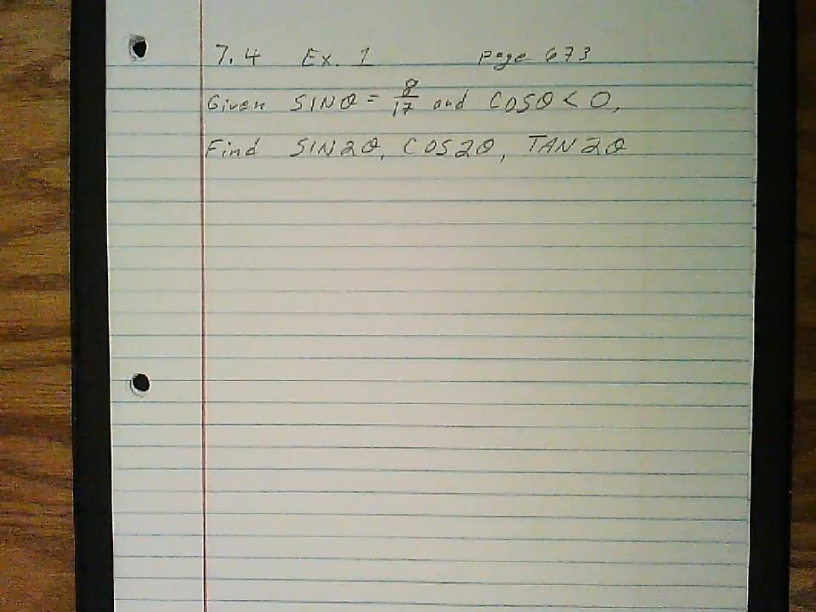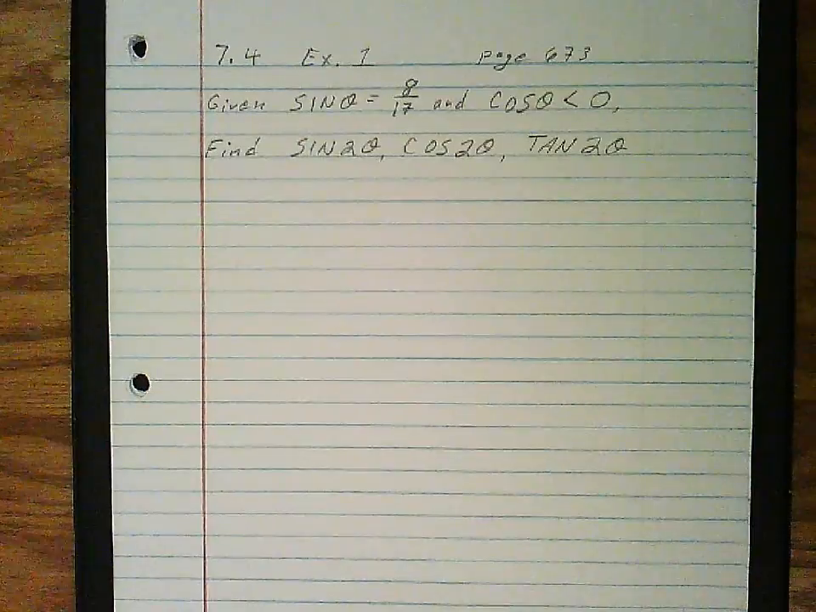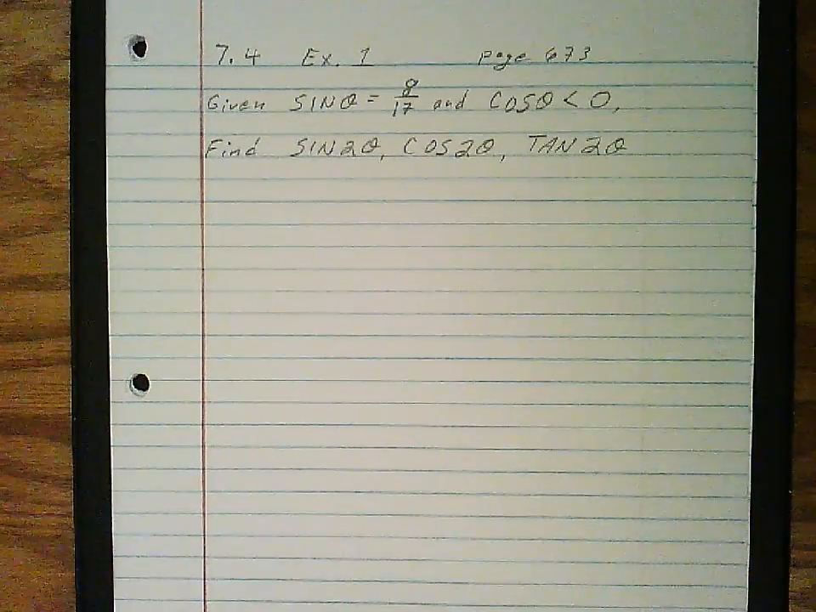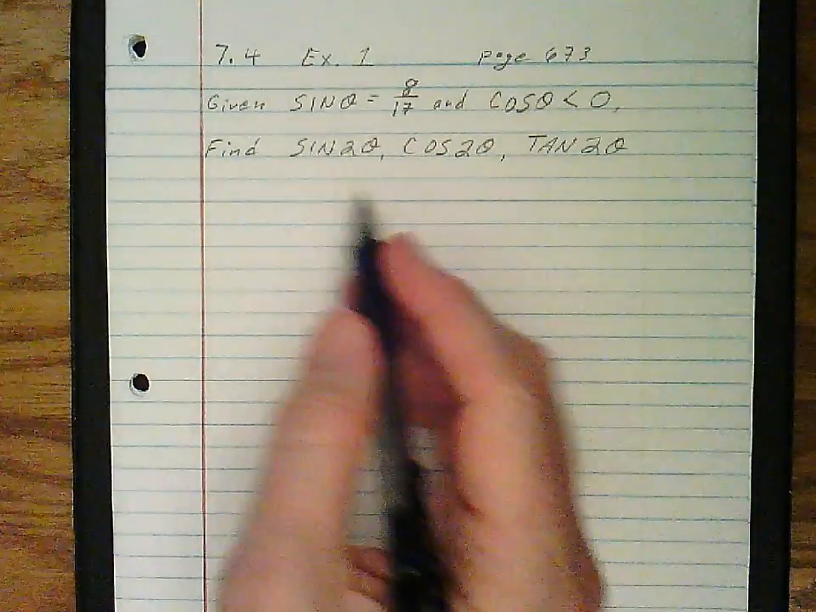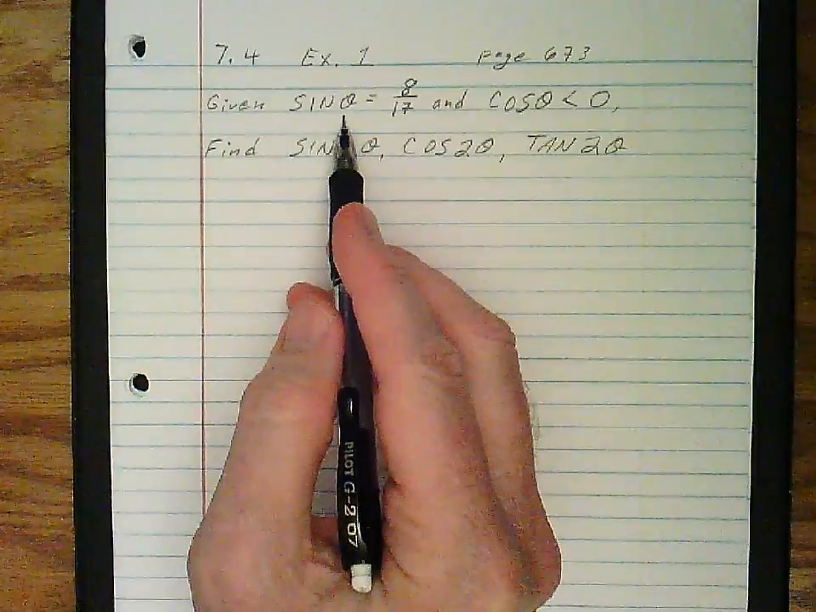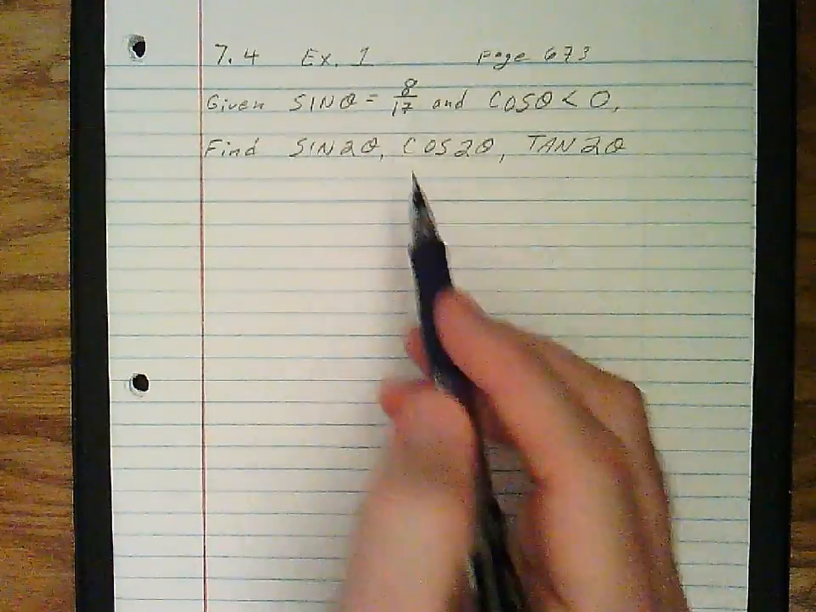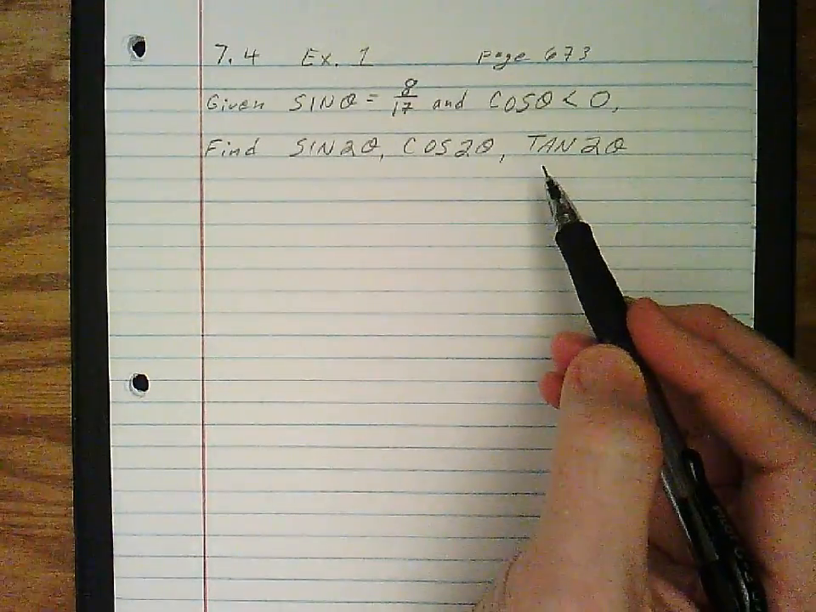The first type of problem is on page 673, example 1. You can walk through the one that's in the book, also in the PowerPoint. Here's a very similar problem, just with different numbers. I thought I'd walk through it for you. You're given the sine of an angle, so that's a single angle, is 8 over 17, opposite over hypotenuse, and cosine is less than 0.